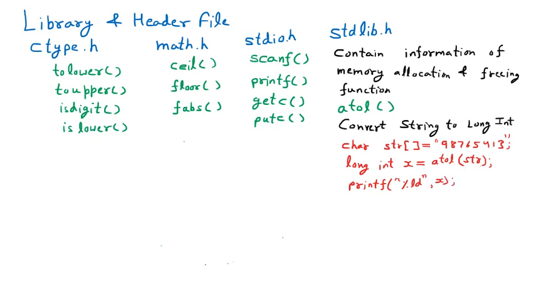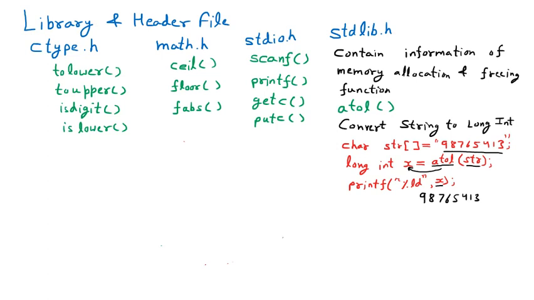Now what is happening? We know that this is the whole string. Now this string is converted to the long integer with the help of this function and stored in x. So if we print the value of x, the value printed will be 98765413. Assuming that somebody has entered a large number in the string, and you want to convert it to the long integer, the function we are using is a2l.